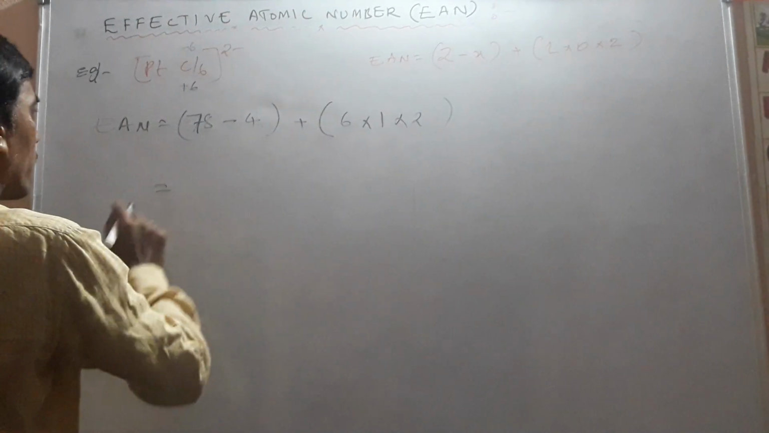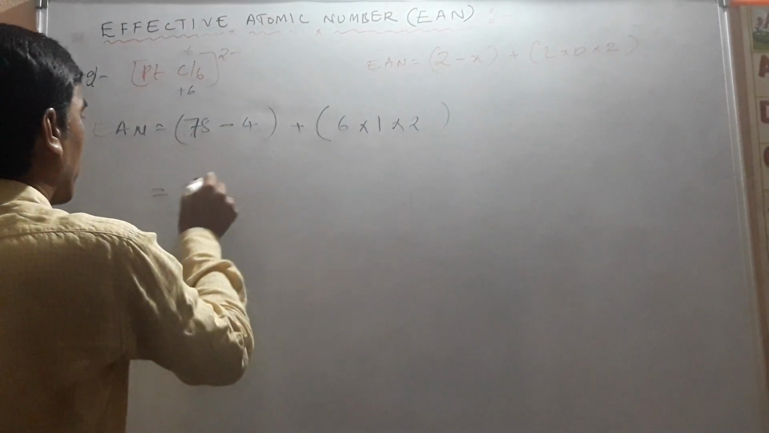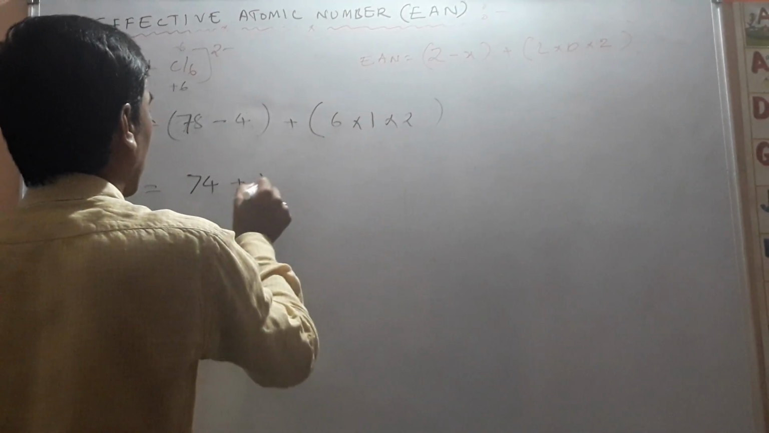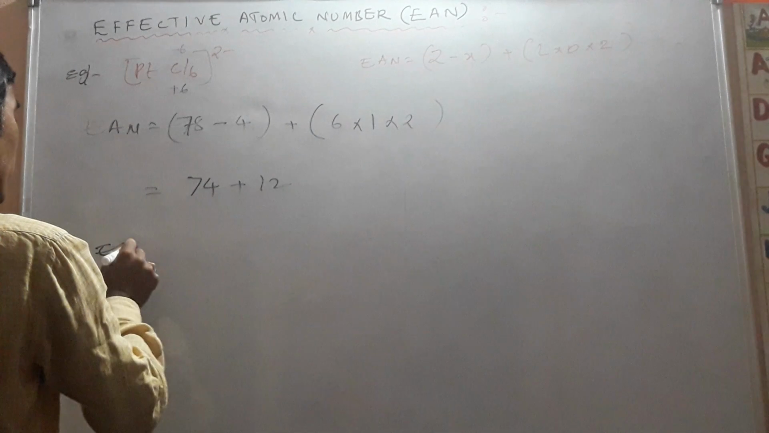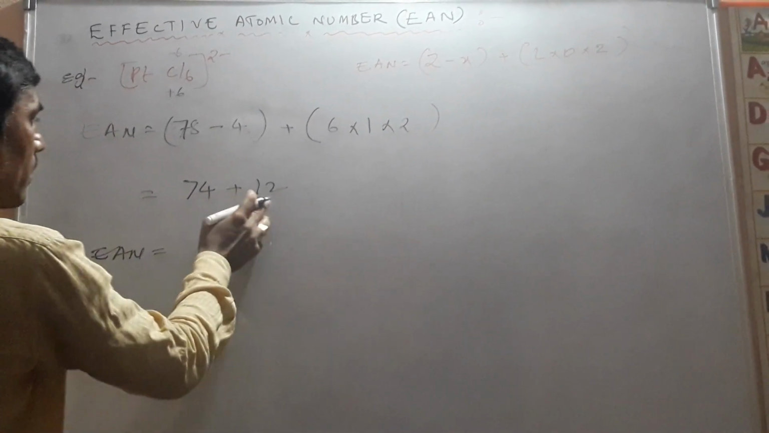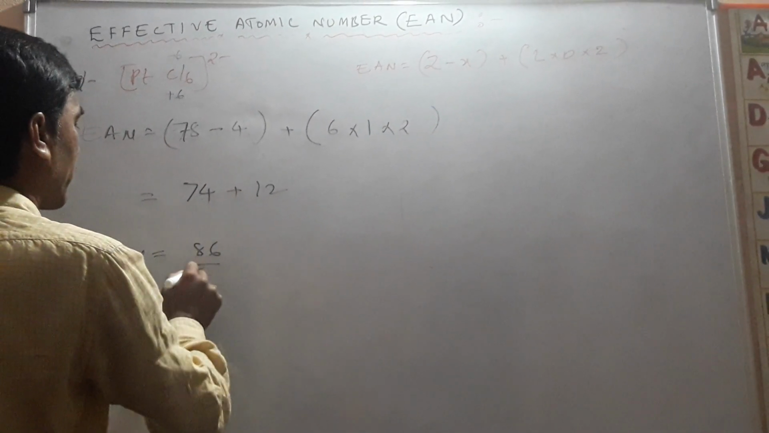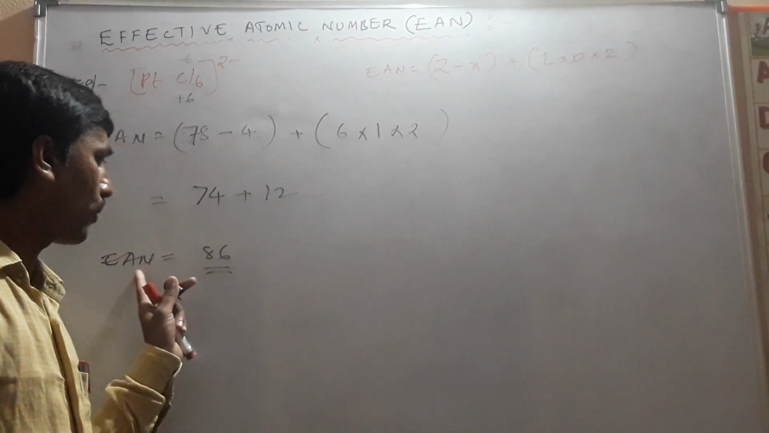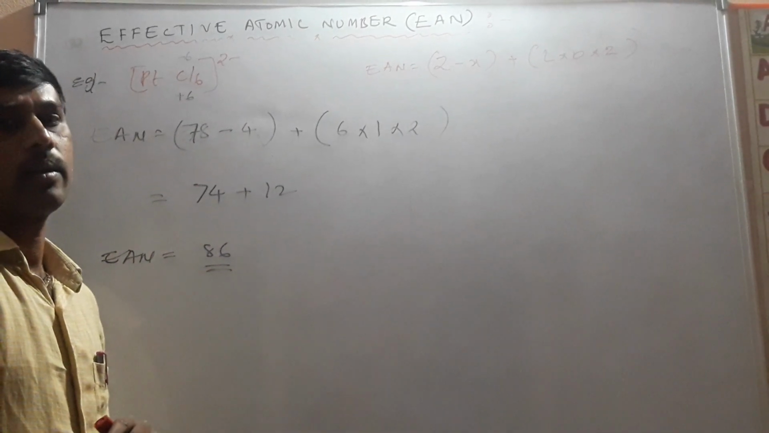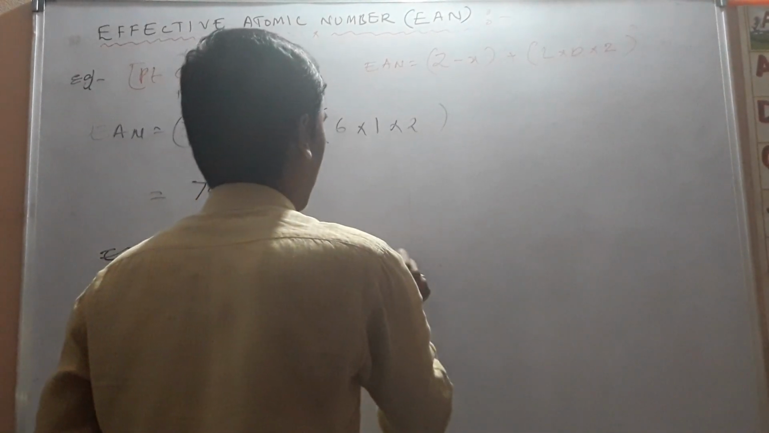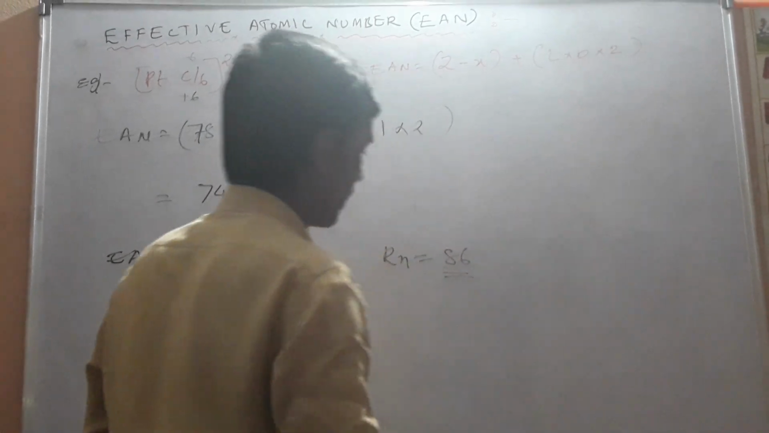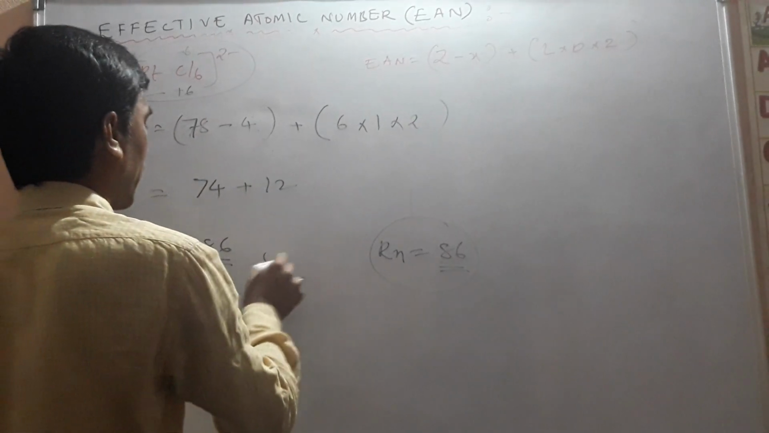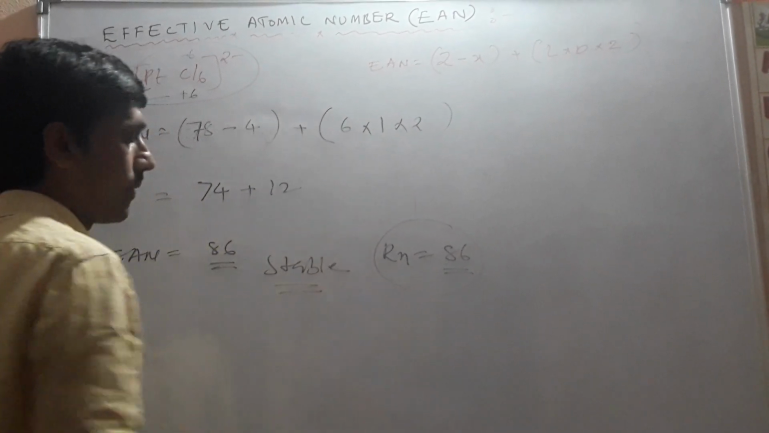Next, AN is equal to 78 minus 4, 74 plus 6 into 1 into 2, that is 12. The AN value of this complex is 74 plus 12, 86. The AN value is 86. This 86 AN value is the atomic number of radon. That is the radon atomic number, 86. That's why this complex is a stable one. This complex is stable.